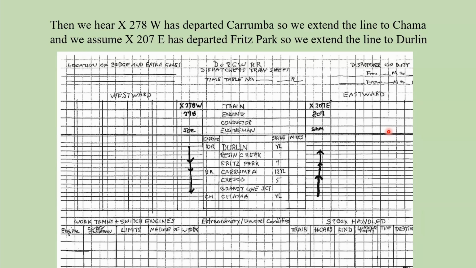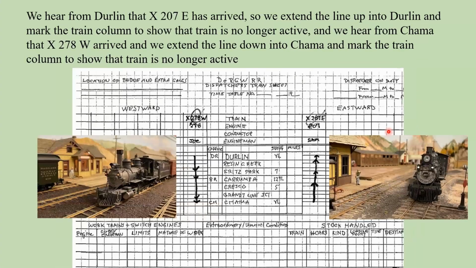So when that happens, we hear from Durlin that extra 207 East has arrived. All right. So we can extend the line up into Durlin and mark that train column to show that the train is no longer active.